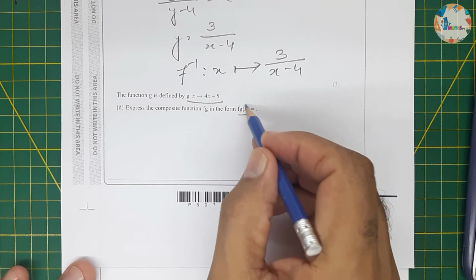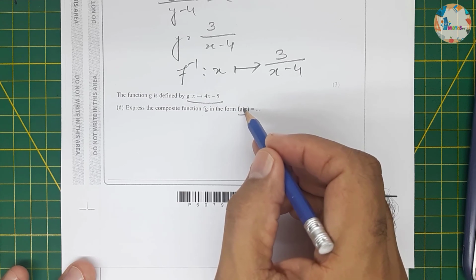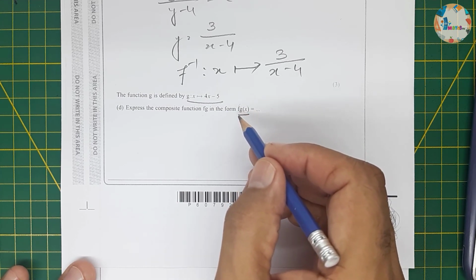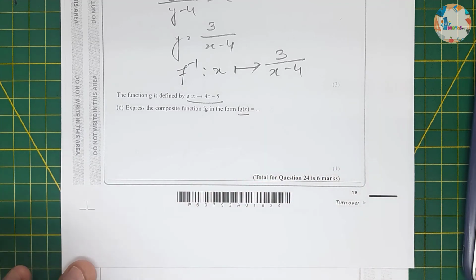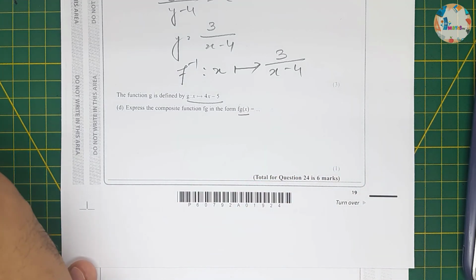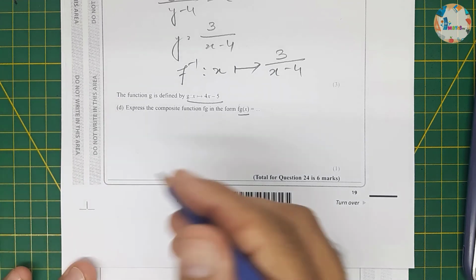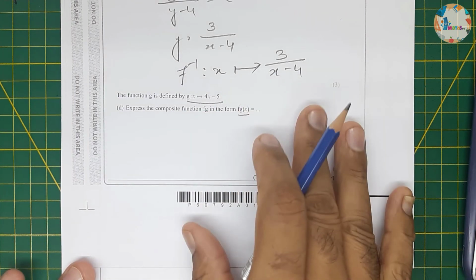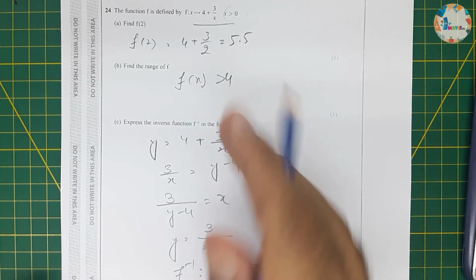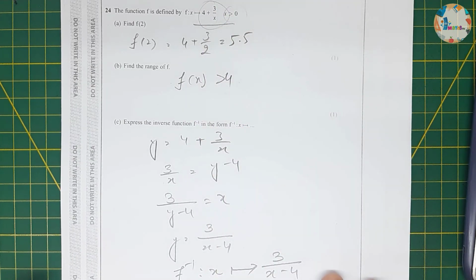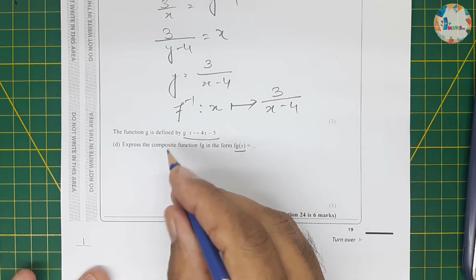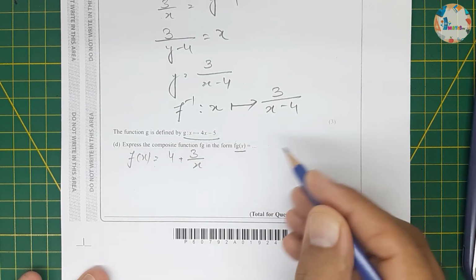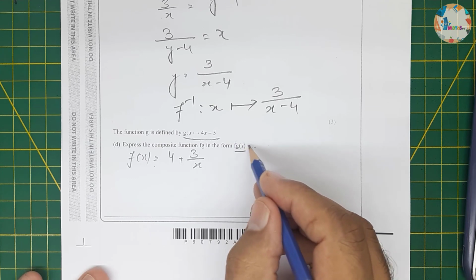So g of x is this one, so f of g of x. We have to find what we can do. We can replace in f of x. Our f of x is 4 plus 3 over x. So 3 over x, this is our f of x, but we need g of f of x.